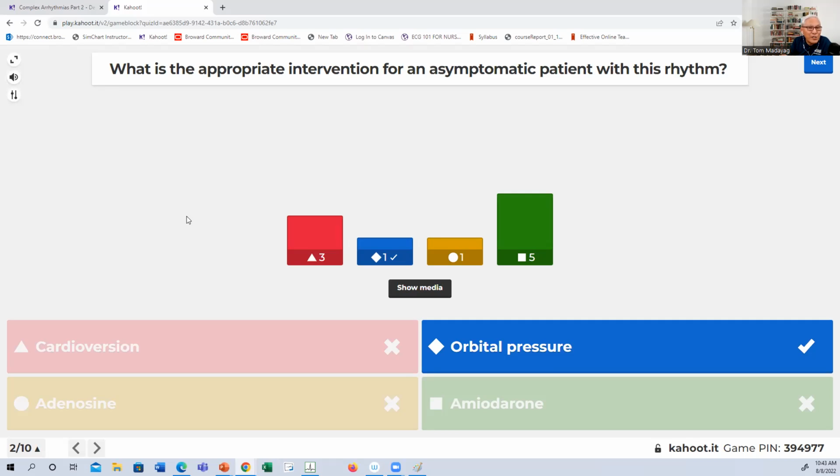So in this particular instance, we would intervene first with non-invasive interventions, which would include, again, vagal maneuvers. There are several ways in which we could activate the vagus nerve: holding the breath, coughing, immersing the face under water, or orbital pressure. All could do the same thing. Okay? So that is the correct answer.